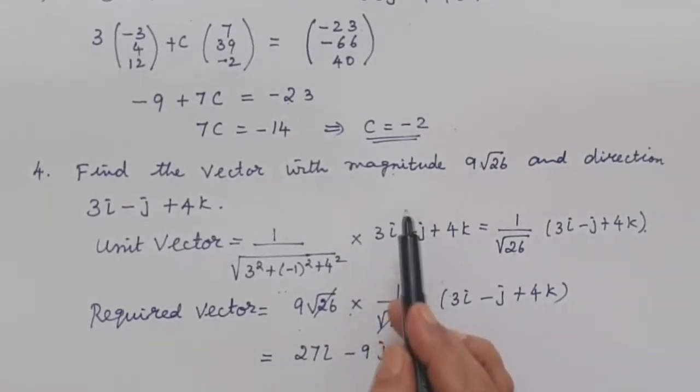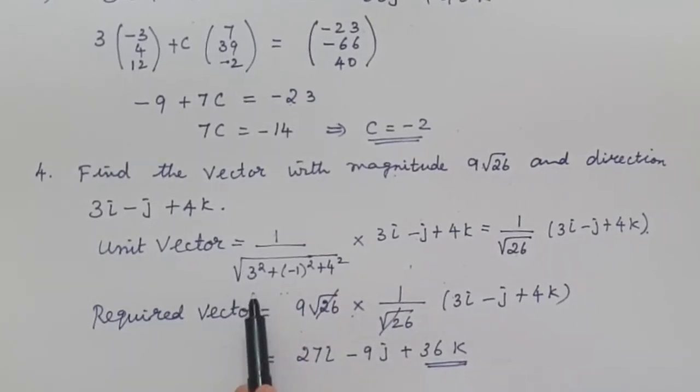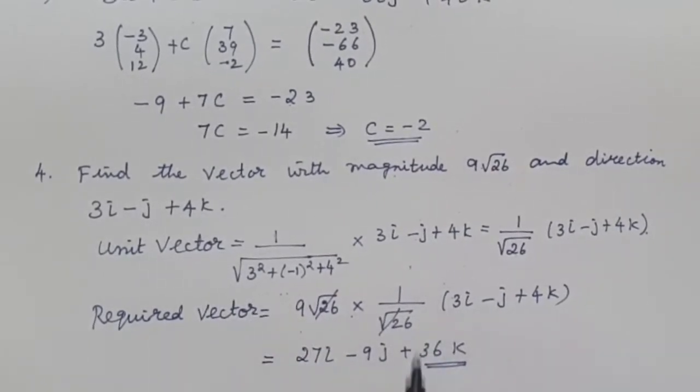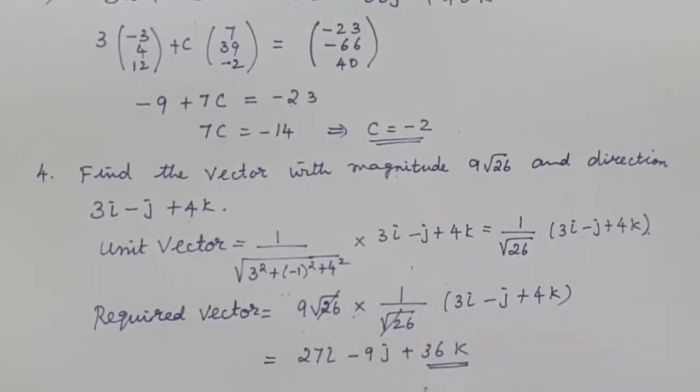Always when the magnitude is given and if they are asking you to find the vector, you need to find the unit vector and then multiply by its magnitude. Then you will get a vector with the given magnitude.